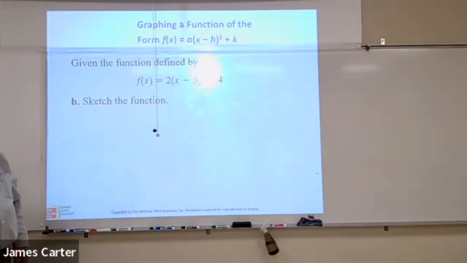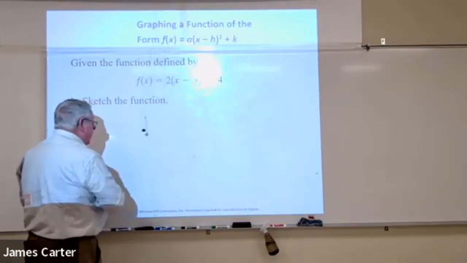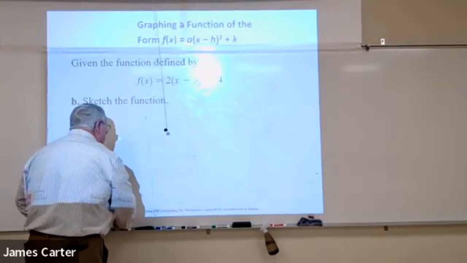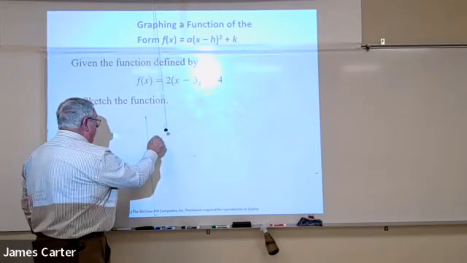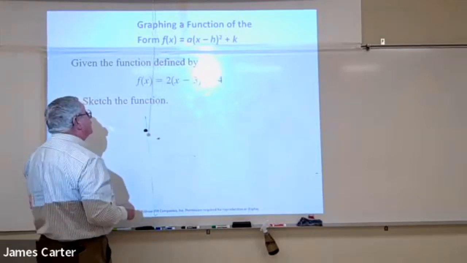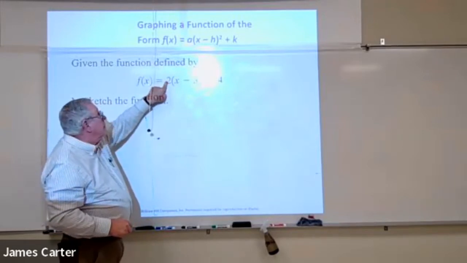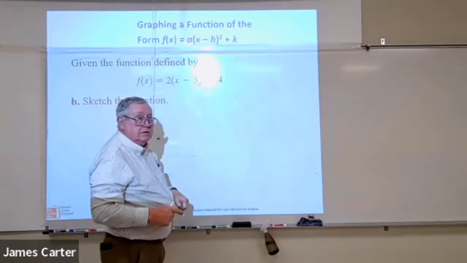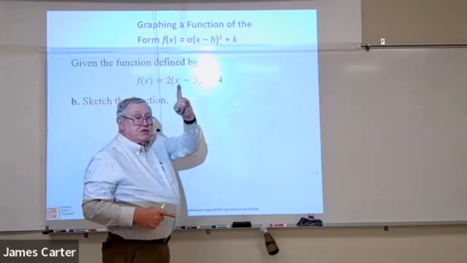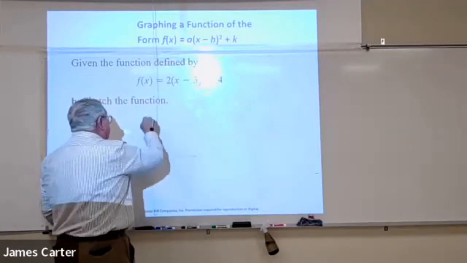Now, they want you to sketch this. So, here's my graph paper. I've got the point 3, 4. Over 3, up 4. Right there it is. That is a positive. This is an x squared. So I've got a graph that's going to look like this. So this thing's going to go kind of up like that, kind of up like that.